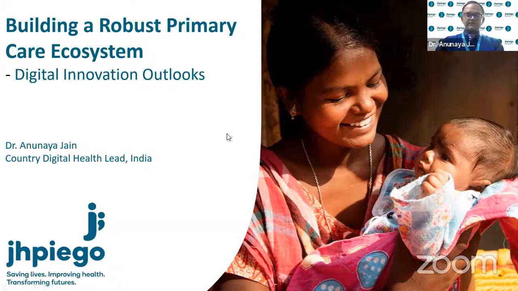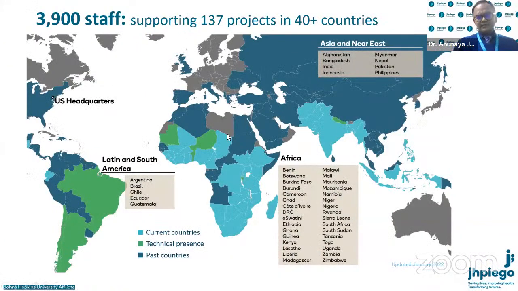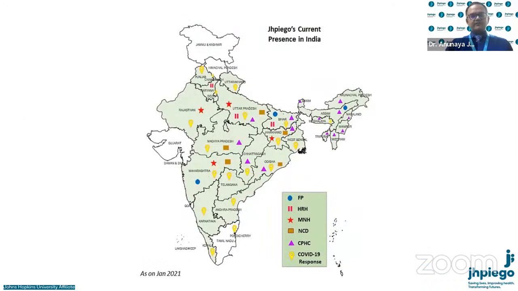I wanted to start off with a quick introduction of Jhpiego itself. We're a not-for-profit organization that is focused across the globe. Today, we work across 40-plus countries, across 140-odd projects. In India, we've been working for the last couple of decades and focused our attention on a variety of primary healthcare needs, family planning needs, maternal and child health needs, needs of the youth as far as their healthcare is concerned, and more recently, getting involved with the COVID-19 response as well.